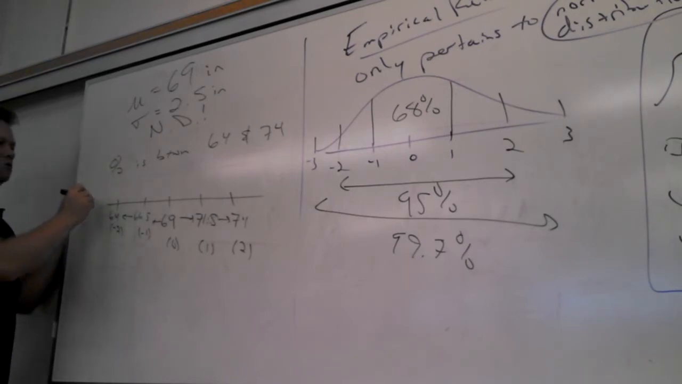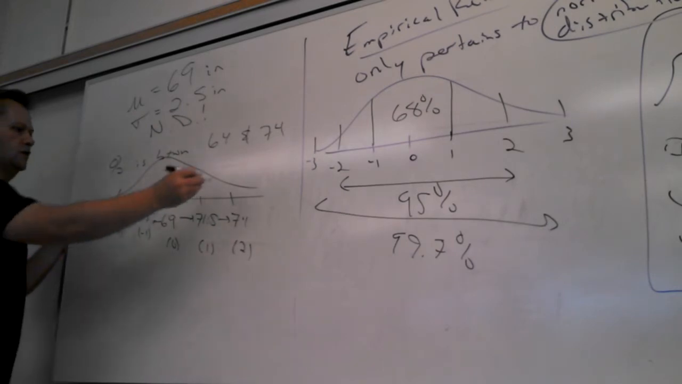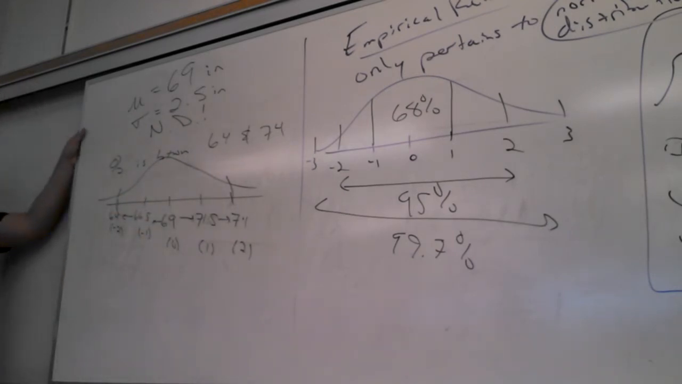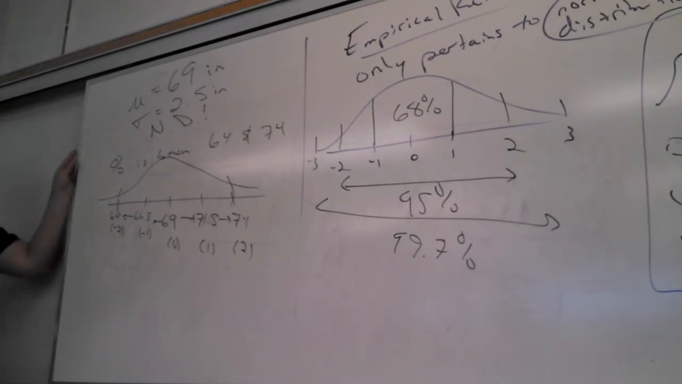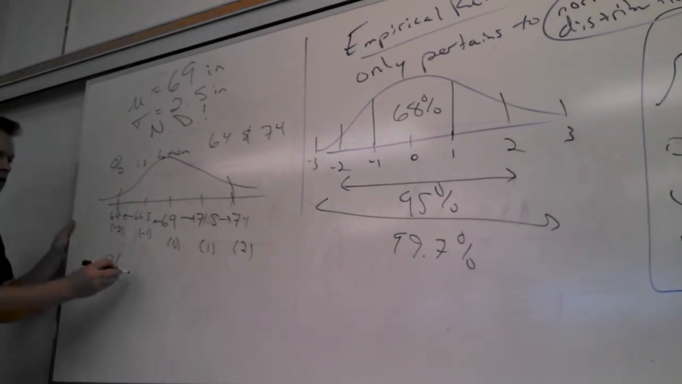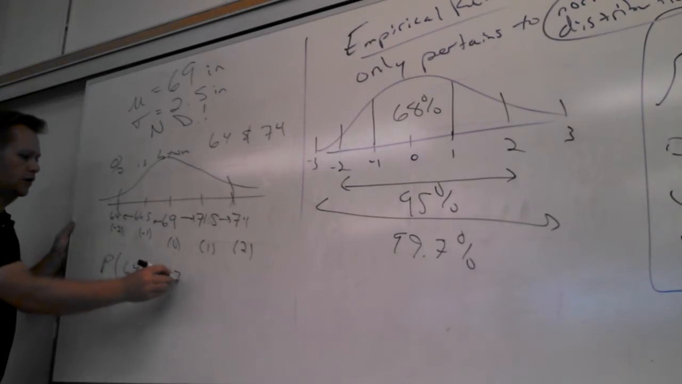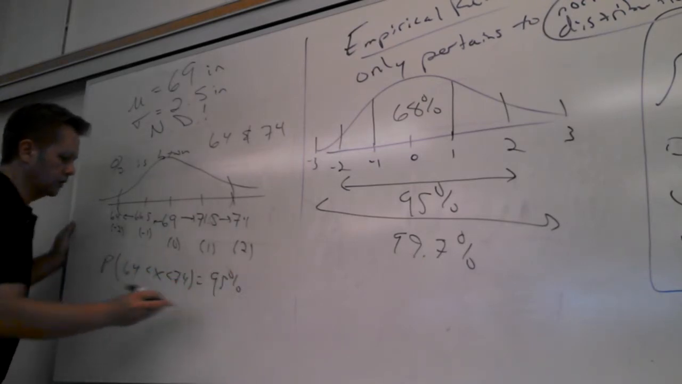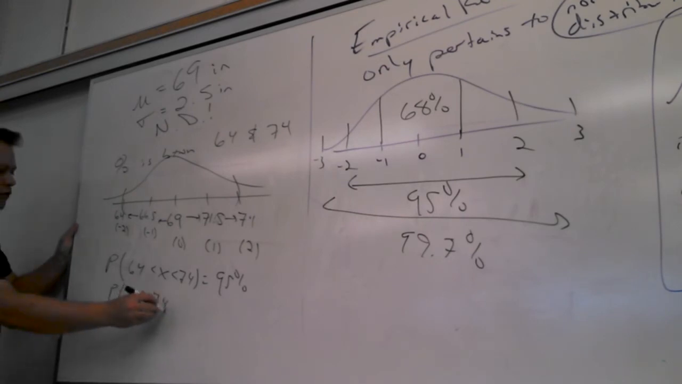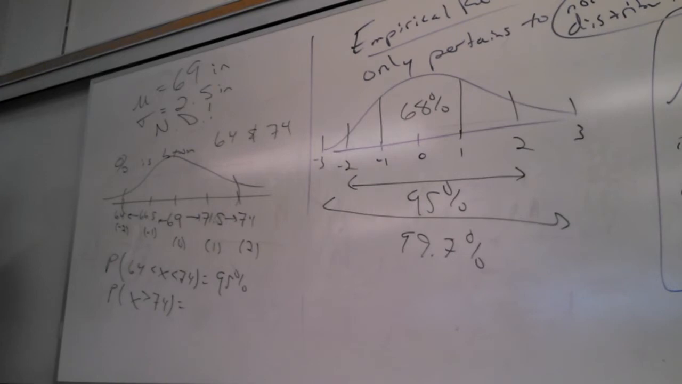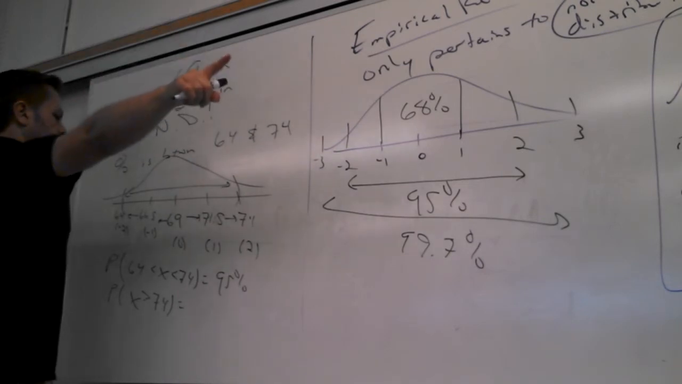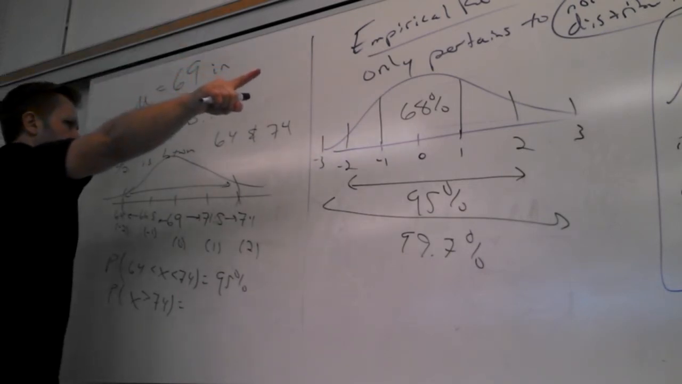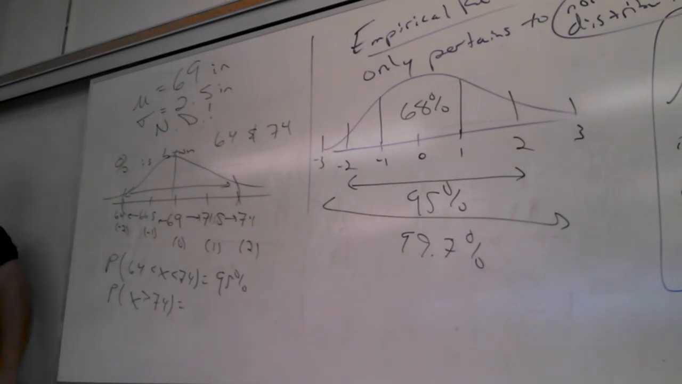So since this is normally distributed, what percentage is between 64 and 74? 95% of people are between that, right? You guys are cool with that? So the percentage between 64 and 74 is 95%. So what's the percentage above 74? No, 2.5. If there's 95 in here, how much is out here? 5. So how much is up there? Because this is symmetric. Do you guys see that? There's 5% outside, how much is on one side?